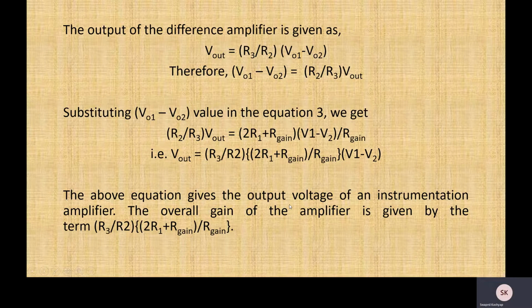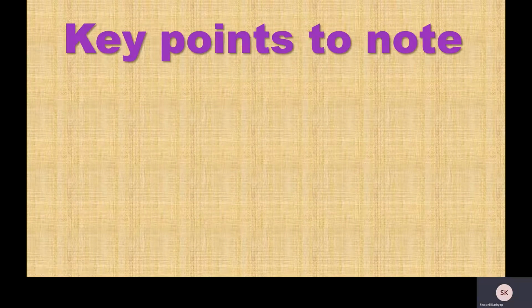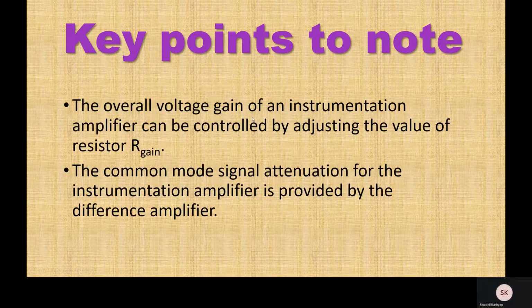The overall gain of the amplifier is given by the term R3 divided by R2 into 2R1 plus R gain divided by R gain. So some key points to note here. The first one being the overall voltage gain of an amplifier can be controlled by adjusting the value of resistor R gain. Also the common mode signal attenuation for the instrumentation amplifier is provided by the difference amplifier.